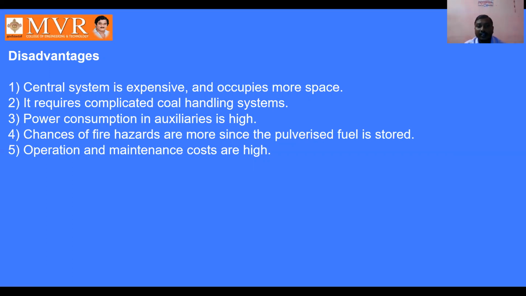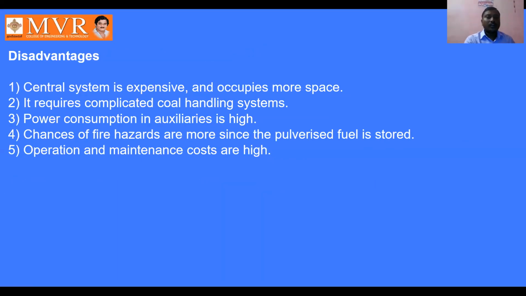Chances of fire hazards are more since the pulverized fuel is stored. Here, chances of fire hazards are more because the pulverized fuel is stored there. Operation and maintenance costs are too high when compared with the unit system. These are some of the disadvantages of this central or bin system.